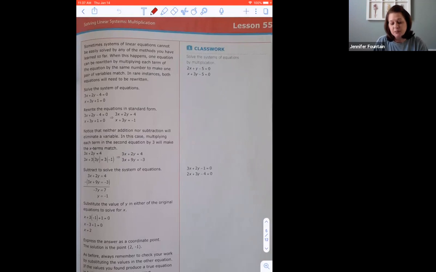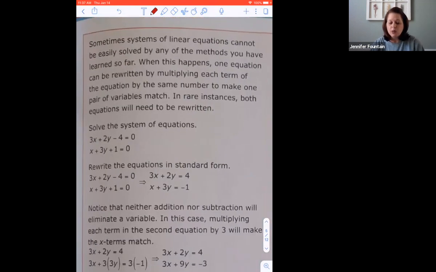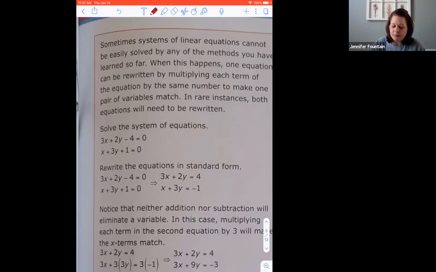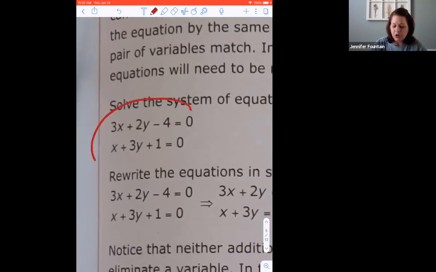It says sometimes systems of linear equations cannot be easily solved by using any of the methods that you have previously learned. When this happens, one equation can be rewritten by multiplying each term of the equation by the same number to match one pair of variables. In rare instances, both equations will need to be rewritten. So basically what I'm doing is looking at this equation here, and I'm saying, is there anything that I could multiply one equation or the other by to make like terms?